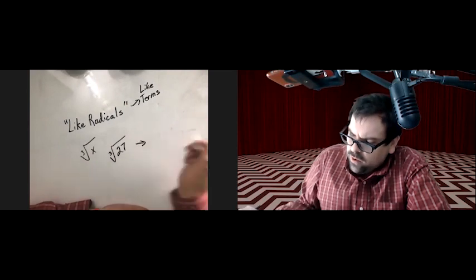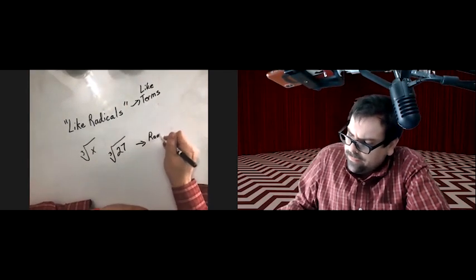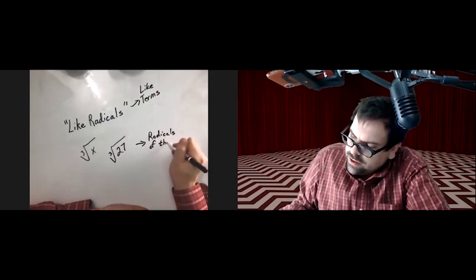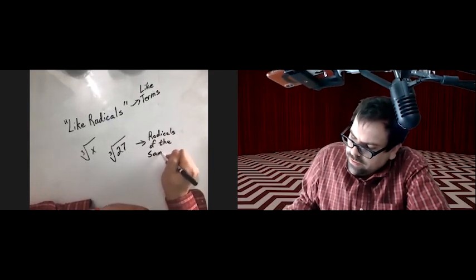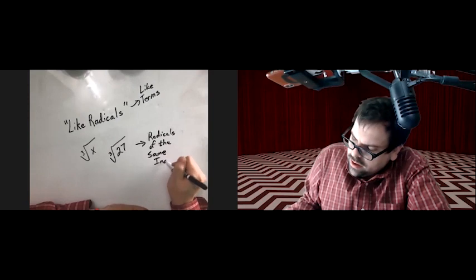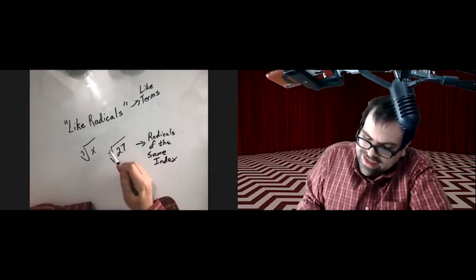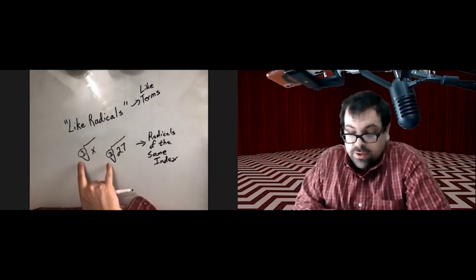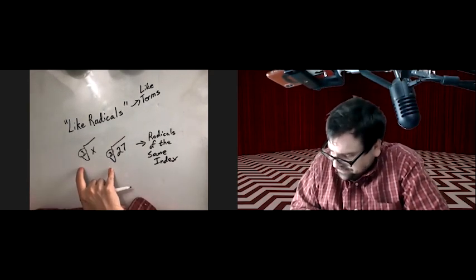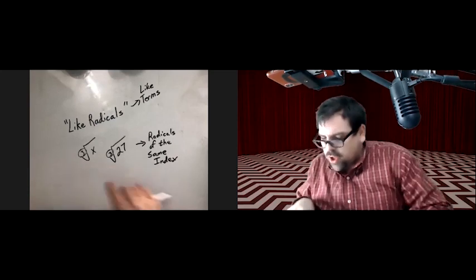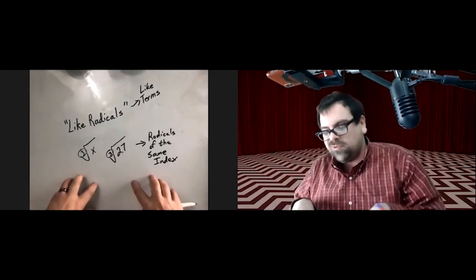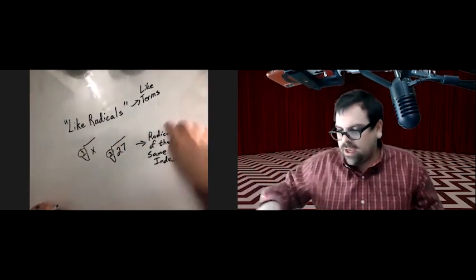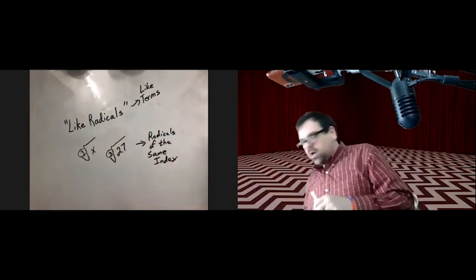These would be what we call radicals of the same index, the index being this number that tells us what root we're taking. So if these are just radicals of the same index, what are we specifically going to say like radicals are?